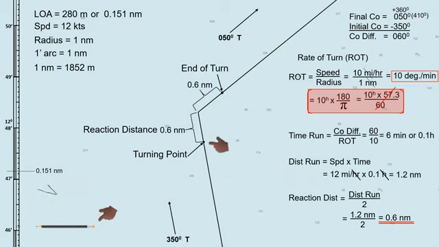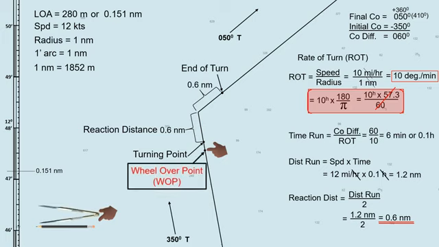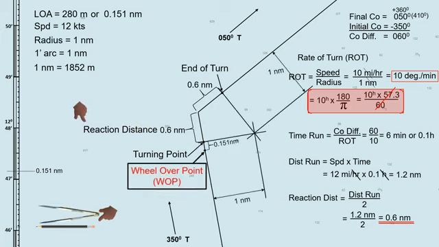To determine the wheel over point, we will use the ship's length. From the turning point, measure 0.151 nautical mile going backward along the initial track. This point is the wheel over point. If we check the reaction distance in our previous method, it is also 0.6 nautical mile. These three methods give the same location of the wheel over point.